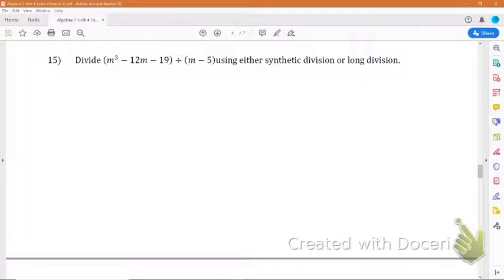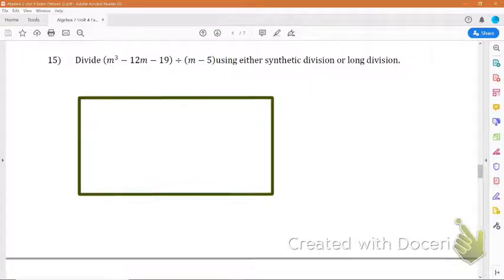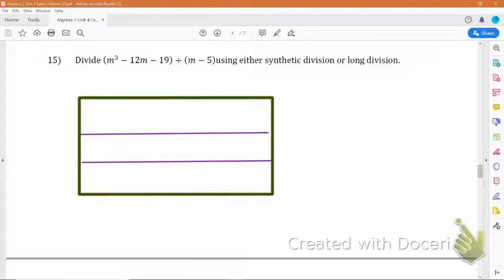So for question 15, again, do you want to use synthetic division or long division? Synthetic. So synthetic division it is. This one, you must be careful. Somebody tell me why. Because you have no m squared. That just means you need to add in a 0.